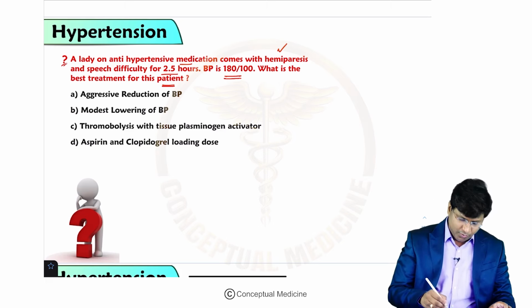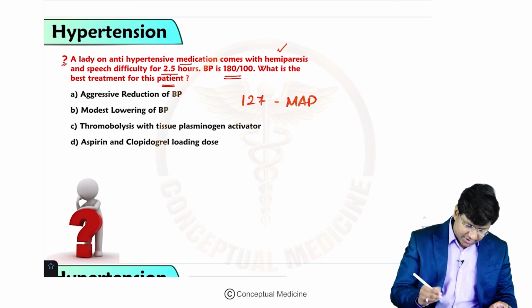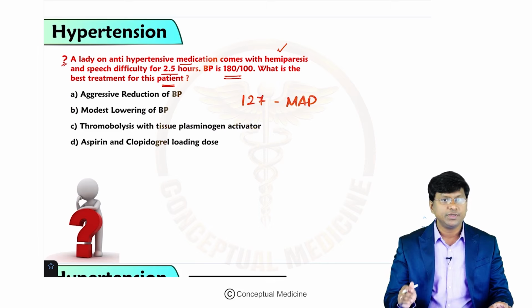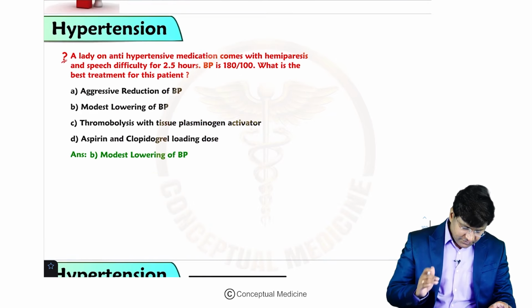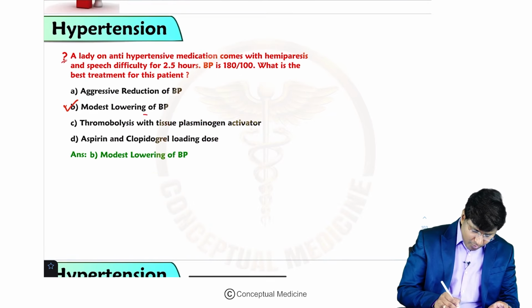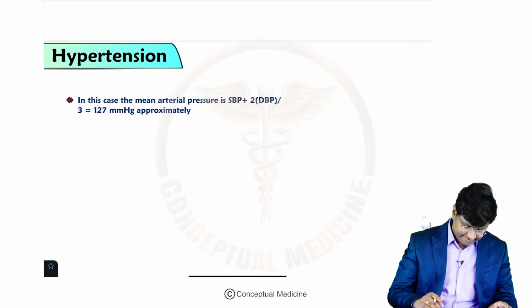It is actually 127 millimeters of mercury, right? That is the mean arterial pressure. So, in this patient, what do you have to do? What are the guidelines? Let me show you. In this patient, you have to do modest lowering of the blood pressure. Let me explain the guidelines.